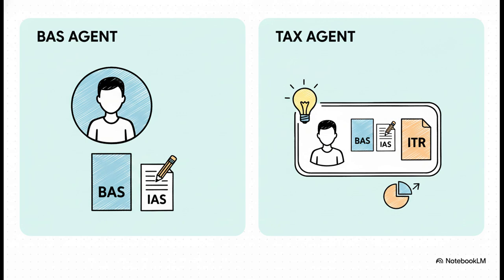Within the TASA framework, there are 2 key types of registered agents. A BAS agent specializes in preparing and lodging regular activity statements, focusing on obligations like GST and PAYG withholding. A tax agent has a broader authority. They can perform all the duties of a BAS agent and are also permitted to prepare income tax returns and provide comprehensive tax planning advice.